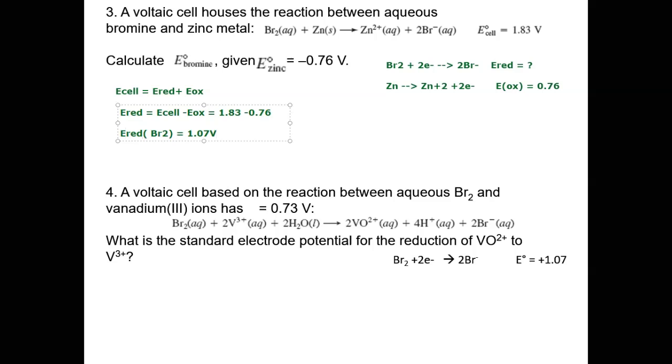So now we have a voltaic cell involving aqueous bromine and vanadium-3 ions, with a cell potential of 0.73. What's the standard electrode potential of the reduction of VO2 plus to vanadium-3 plus? Remember here that bromine is reduced. So we have Br2 plus 2 electrons gives us 2 Br minus. And from the above equation, we know the E of reduction is positive 1.07.